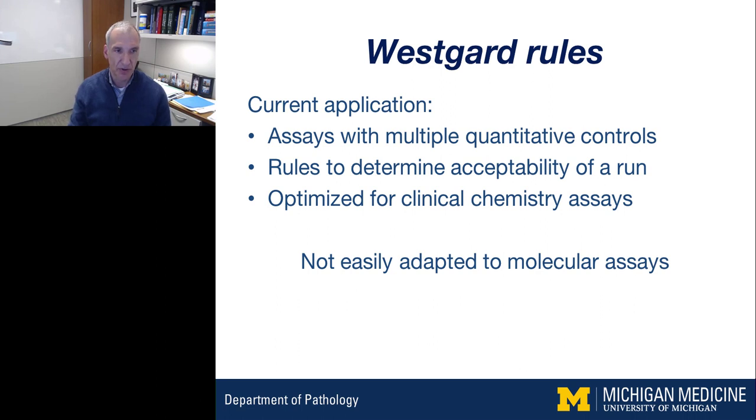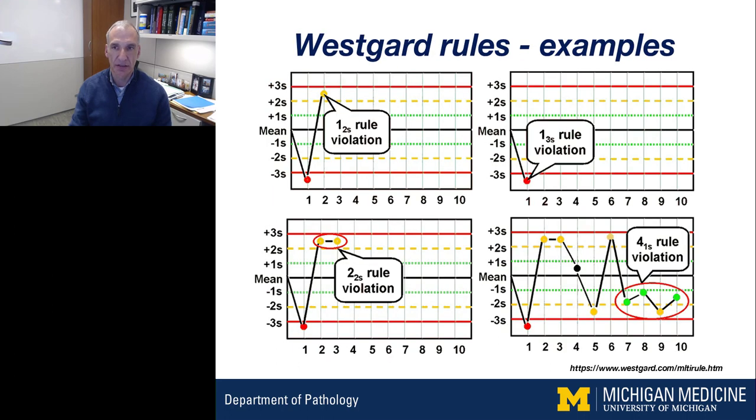It's not straightforward. What metrics are we supposed to use? How do we standardize that? This can be really problematic, but I'll show you some examples of what Westgard rules are and then show you how we've applied them in clinical molecular diagnostics.